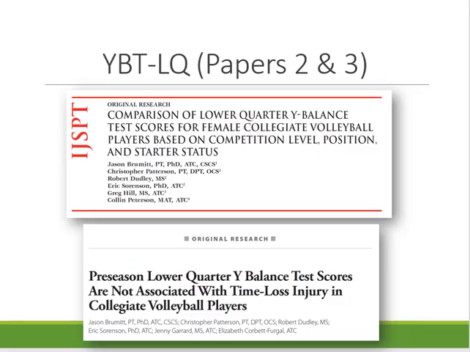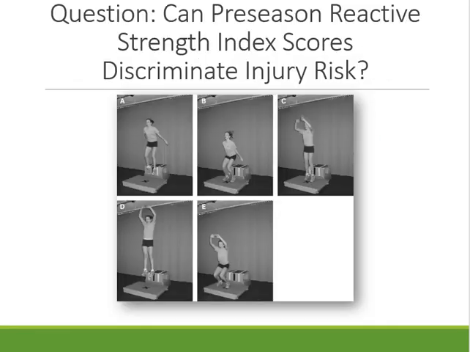So, we had a couple papers come from this. The top paper is basically a descriptive paper presenting test scores for female collegiate level volleyball players based upon competition level, position, and starter status. The lower paper is the prospective cohort side of things, looking to see if test performance was associated with a greater risk of injury, and it was not.